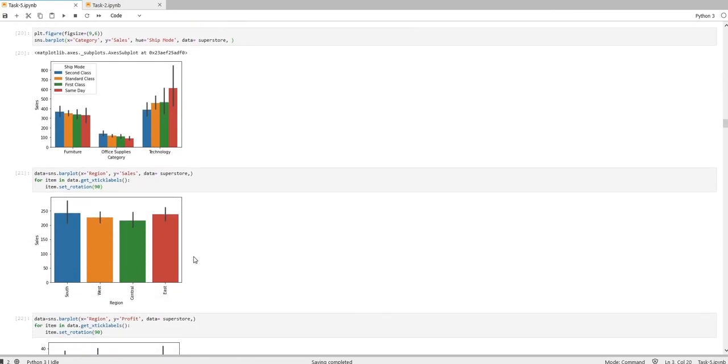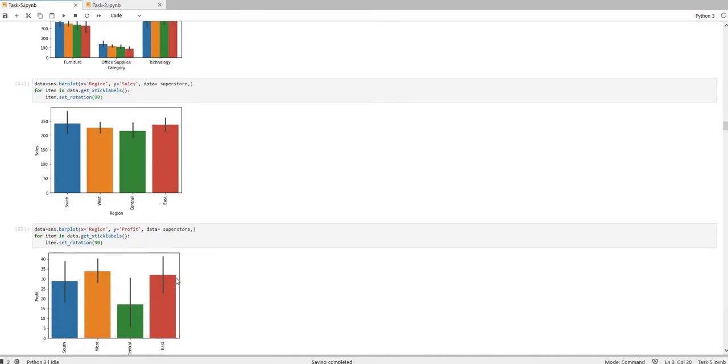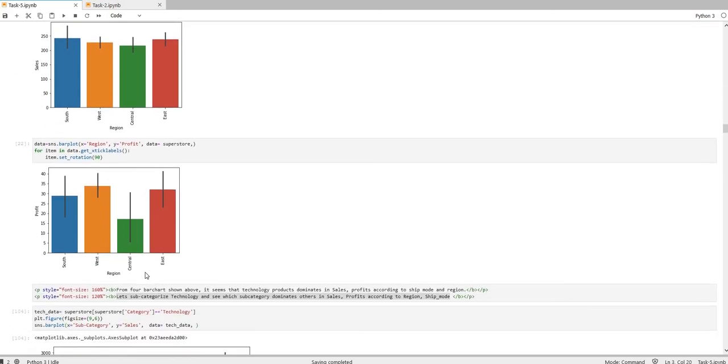Now if we plot the data of sales and regions, we can see that the South has the highest sales, and second is the East. If we categorize region versus profit, we can see that the West has the highest profit, whereas West was third in sales and South was top in sales, but South has less profit than East. It is in third position.